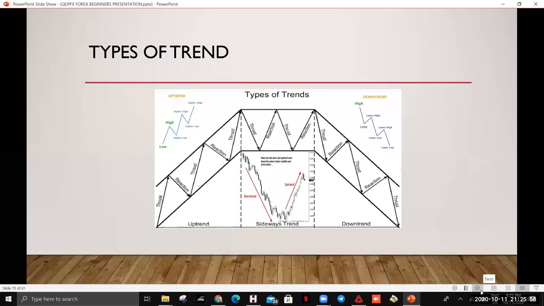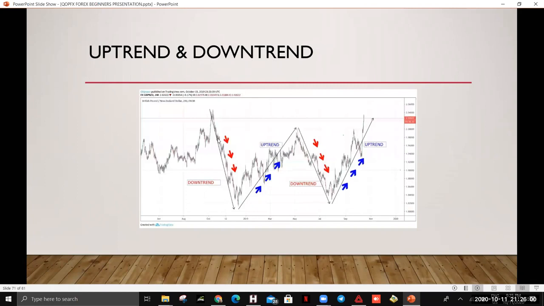See my red arrow. This is a downtrend. And the blue arrow is a what? An uptrend. The red arrow too is a downtrend. The blue arrow is an uptrend. So all these movements in the market, you can see here on the second blue arrow, the market relaxed a bit.